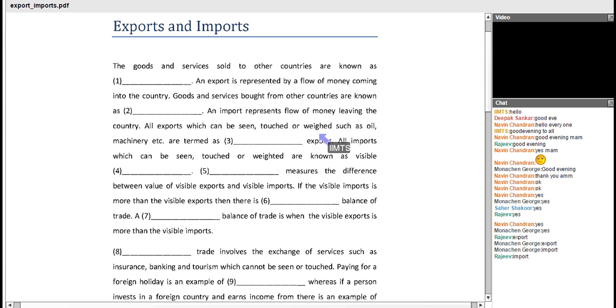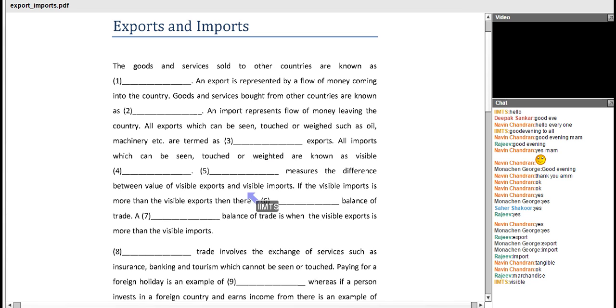All exports which can be seen, touched or weighed, such as oil, machinery, are termed as dash exports. The things which we can see, touch and weigh, they are known as dash exports. Do you know the answer? No, not tangible, Naveen. We are talking with reference to exports. So that is visible export. The word is visible. No, Rajiv, it's visible.